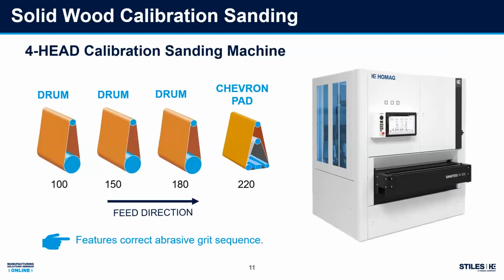This is an example of a 4-head machine that you're going to see later in a video. Our first head's a drum with 100 grit paper. We skipped 120 grit. Head number 2 is 150 grit. Head number 3 is 180 grit. Head number 4 is a chevron belt with 220 grit.